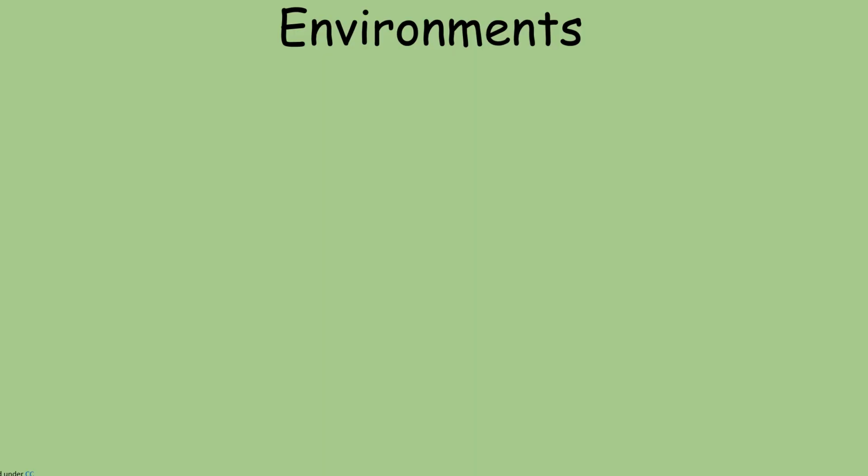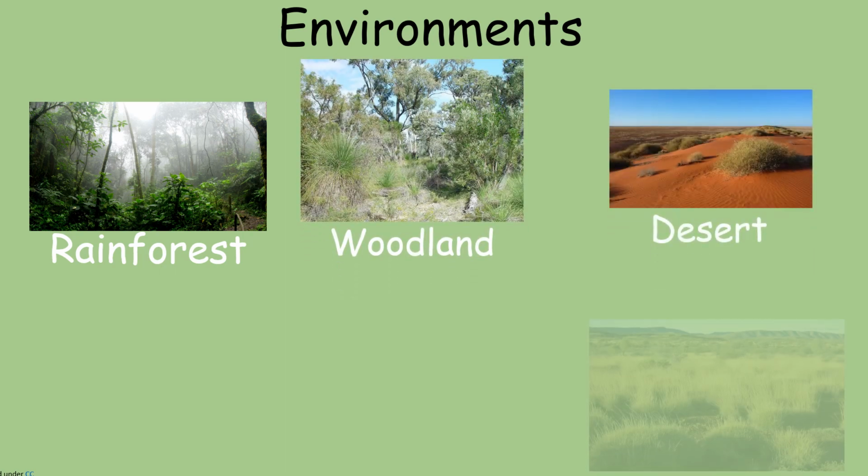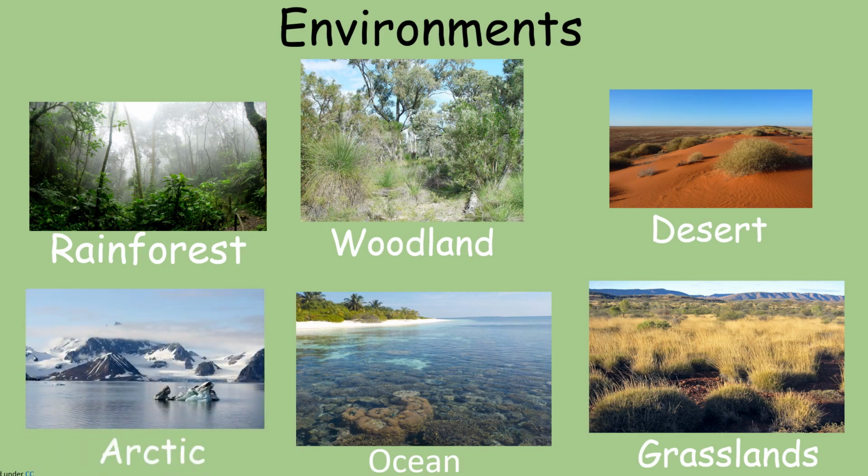So let's look at some environments. We have rainforest, woodland, desert, grasslands, ocean, and Arctic areas. These are the main environments we find in the world.